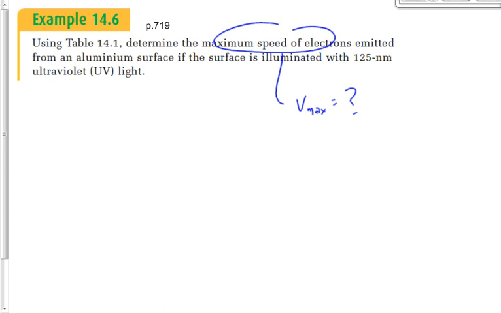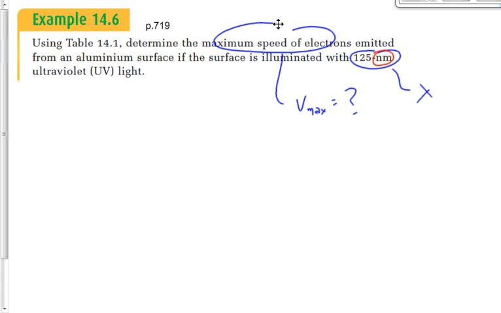Aluminum surface, the surface is illuminated with 125 nanometer light. This is going to be a wavelength. This is not the threshold wavelength. This doesn't tell us the maximum possible wavelength or any kind of minimum value or anything like that. This is the wavelength, not the minimum or maximum value required to do something.